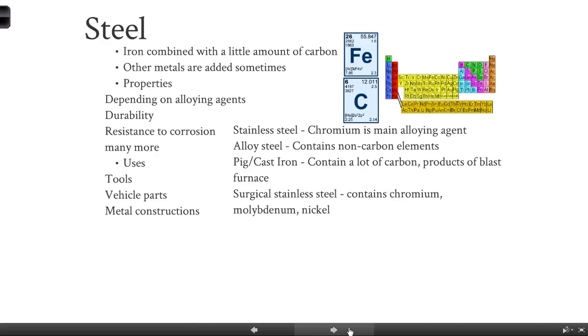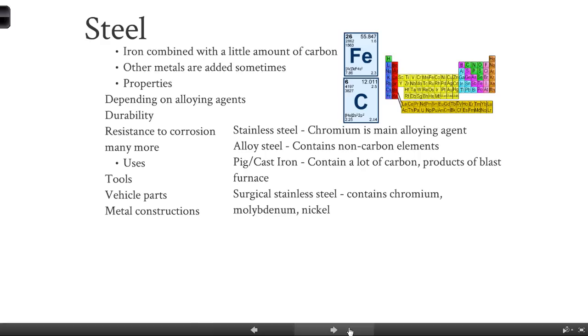So carbon technically is a non-metal, but it's right on the boundary, and it can be considered a metalloid. That means it's got properties in between metals and non-metals, and that's why it can be mixed in with iron to form an alloy. Adding the carbon just increases the strength or the durability of the alloy slightly, but other things can be added to steel as well to essentially alter its properties too.